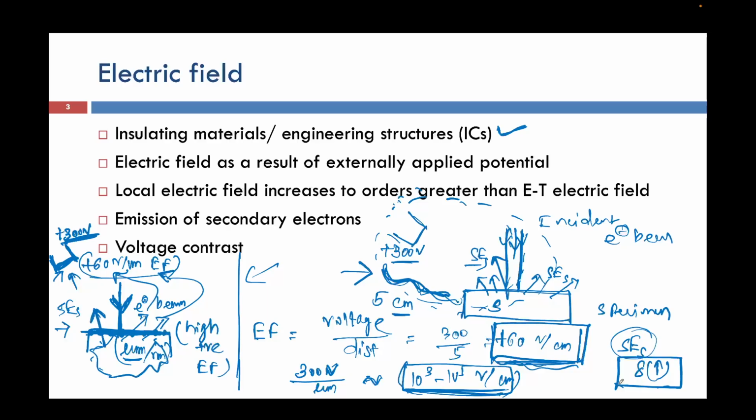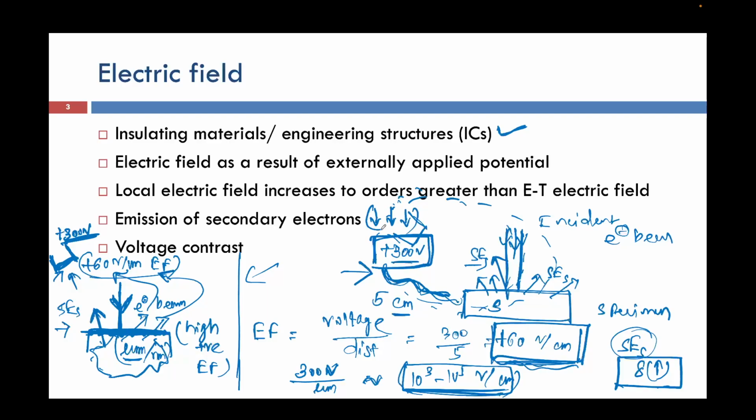So this is what I have written here: electric field as a result of externally applied potential. Externally applied potential, we are getting it here. And the local electric field increases to 2 orders greater than the ET electric field. The ET electric field means the electric field applied by this detector. Since the local electric field here is increasing to many orders compared to the ET electric field, the emission of secondary electrons will be a little bit slow.